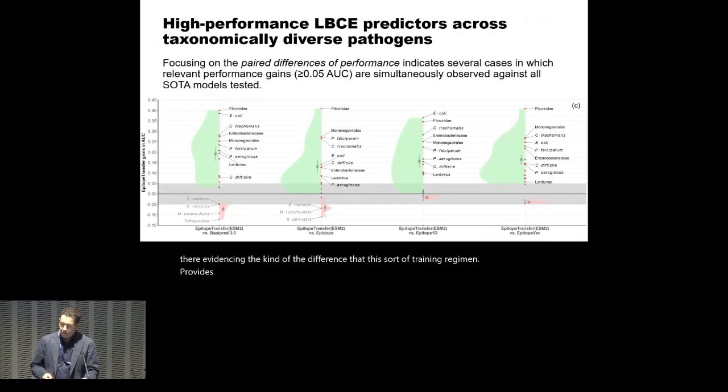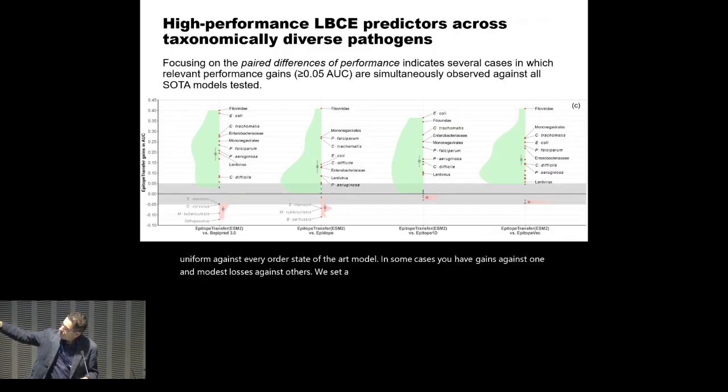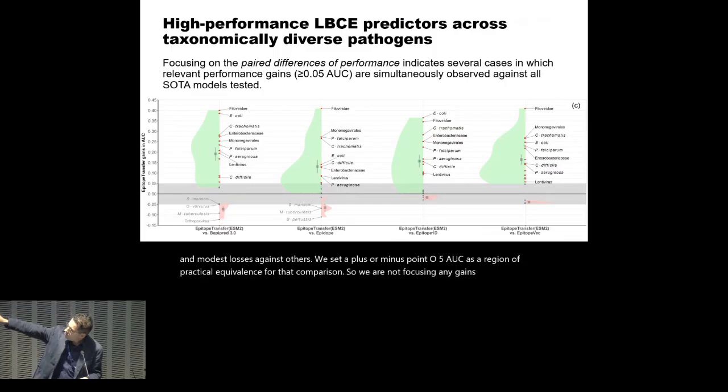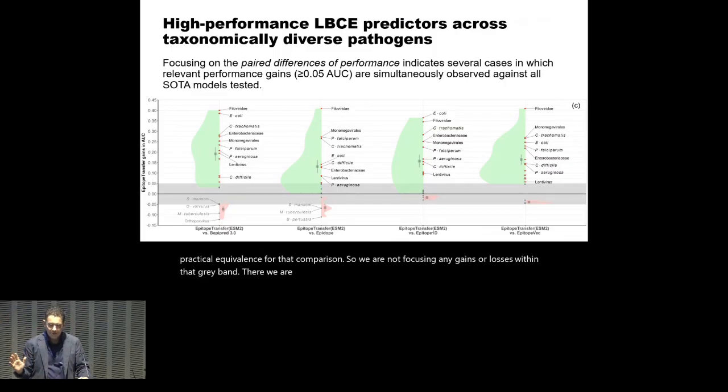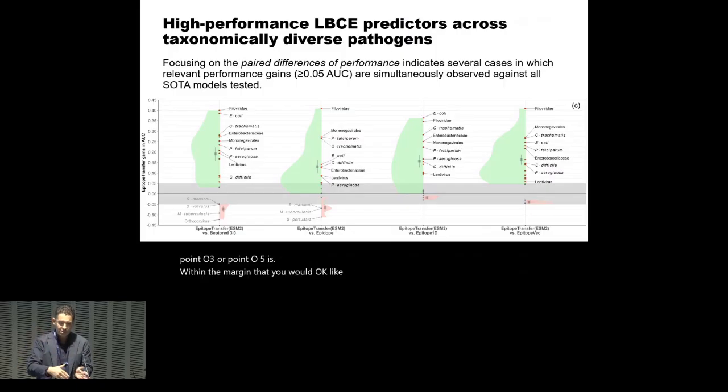Just focusing a little bit on the paired differences of performance. So this is already removing the between data set variability. We have substantial gains, and in a lot of cases, substantial gains that are uniform against every other state-of-the-art model. In some cases, we have gains against one and modest losses against others. We set a plus or minus 0.05 AUC as a region of practical equivalence for that comparison. So we are not focusing on any gains or losses within that gray band there. We are not terribly worried about them, because plus or minus 0.03 or 0.05 is within the margin where you would say, okay, I can use this or I can use that.